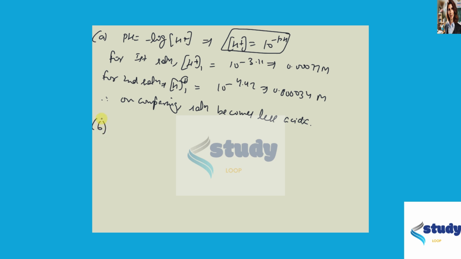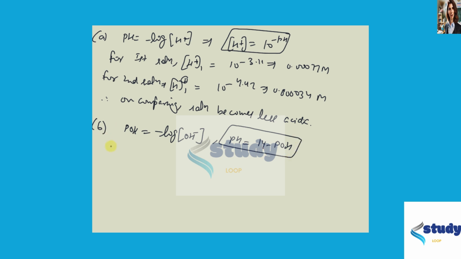for the B part, similarly we are given two basic solutions and we have to find the pOH. So pOH is found out by negative logarithm of concentration of OH negative ions, and also pH can be calculated from it by subtracting this pOH from 14. Then we get the pH of the solution.